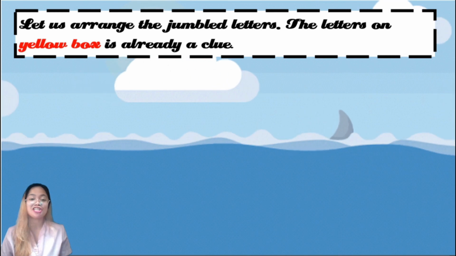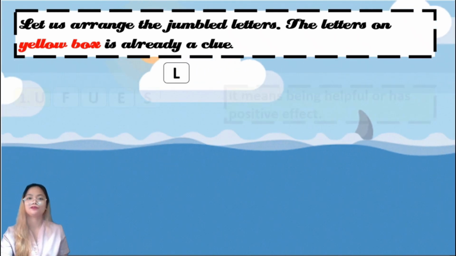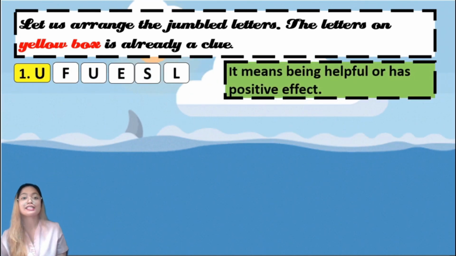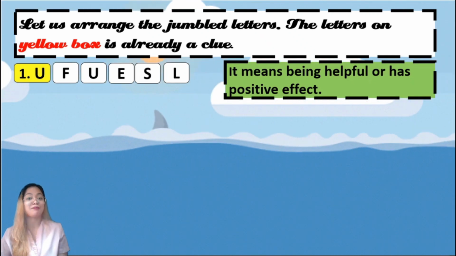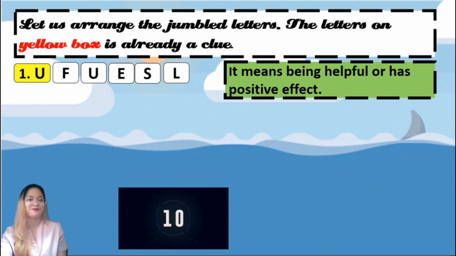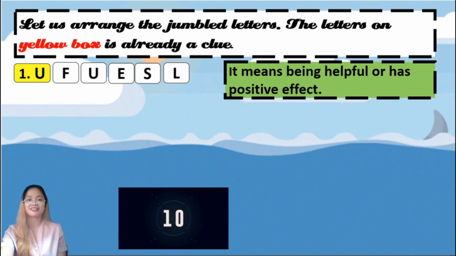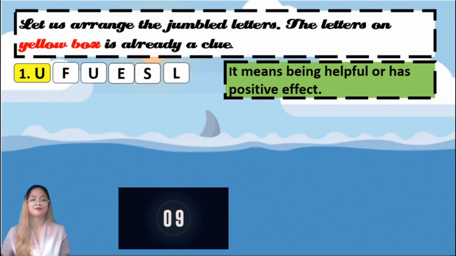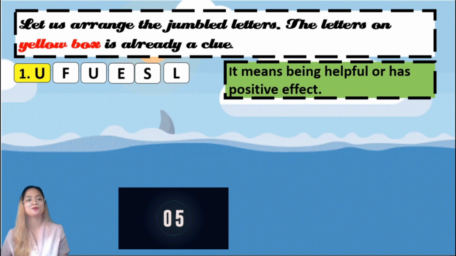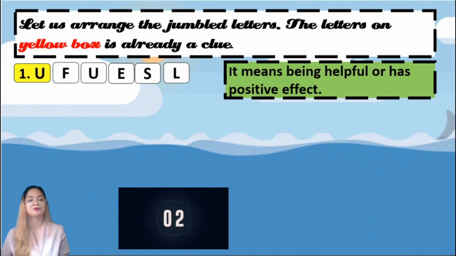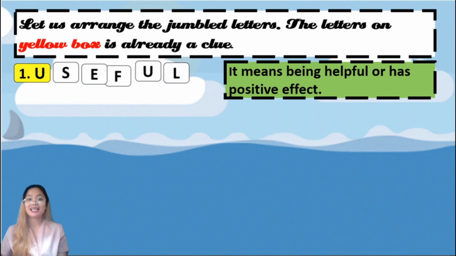Let us arrange the jumbled letters. The letters on the yellow box is already a clue. For the first word, it starts with letter U. It means being helpful or has positive effect. You have 10 seconds to think what is that word. Timer starts now. Okay, so that word is useful.